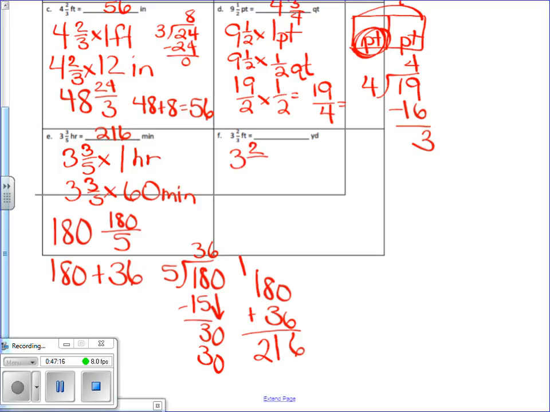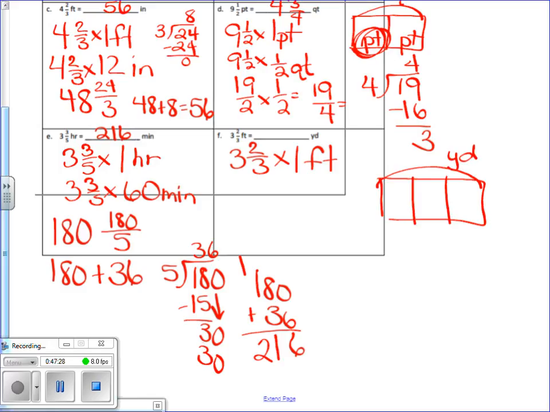3 2/3 times 1 foot. So I'm going to a yard, which is made up of 3 feet. I only have 1 foot. If I have 1 foot, it is how much of a yard? 1/3. 1/3 of a yard. So it's 3 2/3 times 1/3. It's not times 3. I don't have a whole yard. I've only got 1 foot, which is 1/3 of a yard.